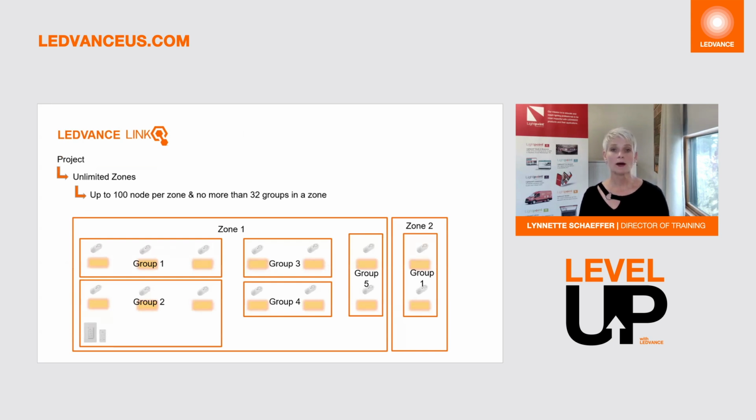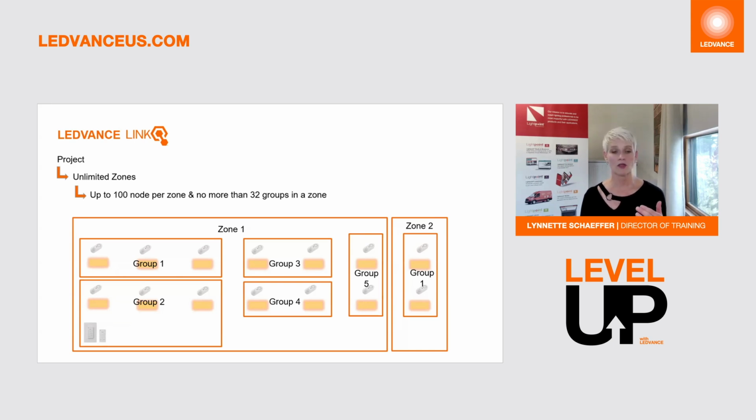So let me talk a little bit more about zones and groups. With the Link system, let's say you have a project and we call it ABC High School. The high school has 3 floors or 3 stories. Each floor can be a separate zone, and then each floor most likely has a bunch of classrooms, and each classroom can be grouped individually by themselves, or maybe you'll have multiple groups in one classroom.